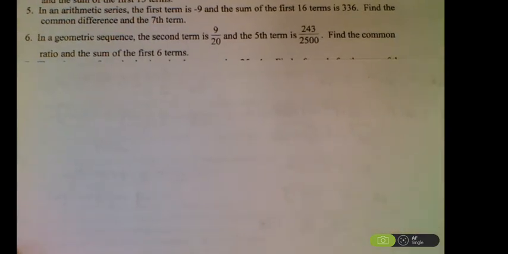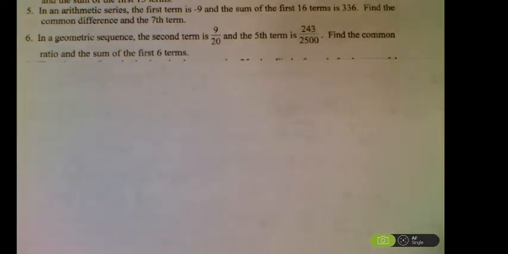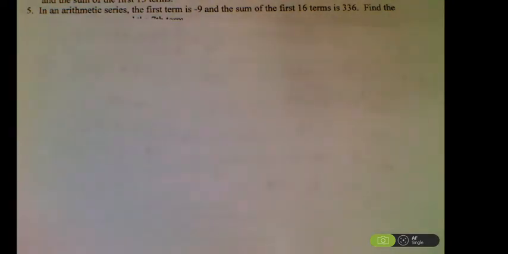So number 6, geometric sequence. We got the 2nd and 5th terms, trying to figure out the common ratio and the sum of the first 6. There are 2 approaches to this. One is to work with this as the 2nd term, and this is the 5th term. You just plug those into the u of n formulas, create a system of equations, and then solve the system by using substitution.